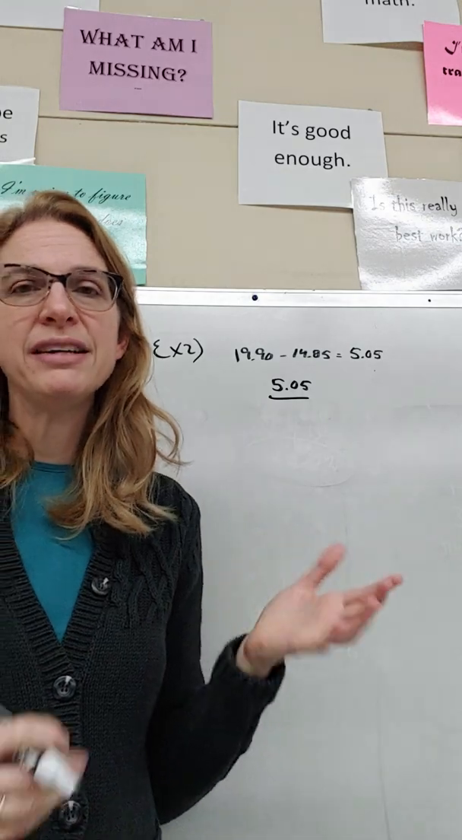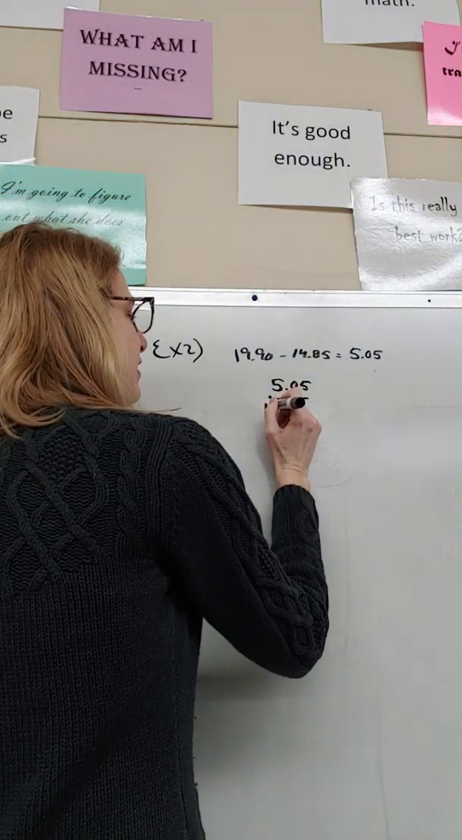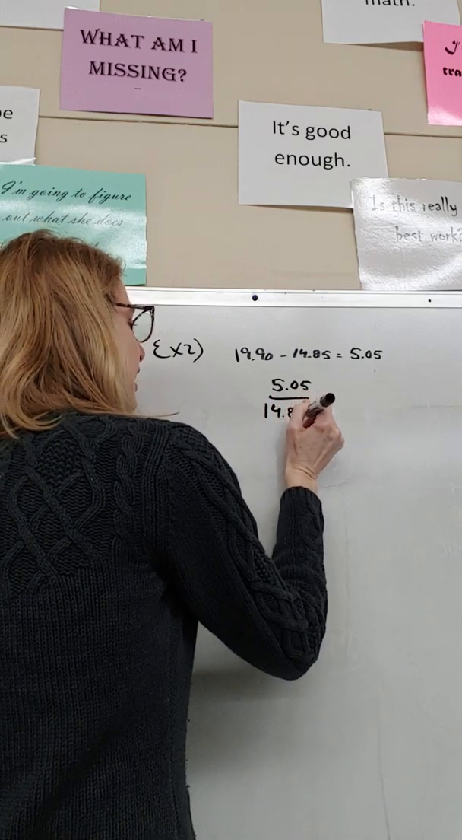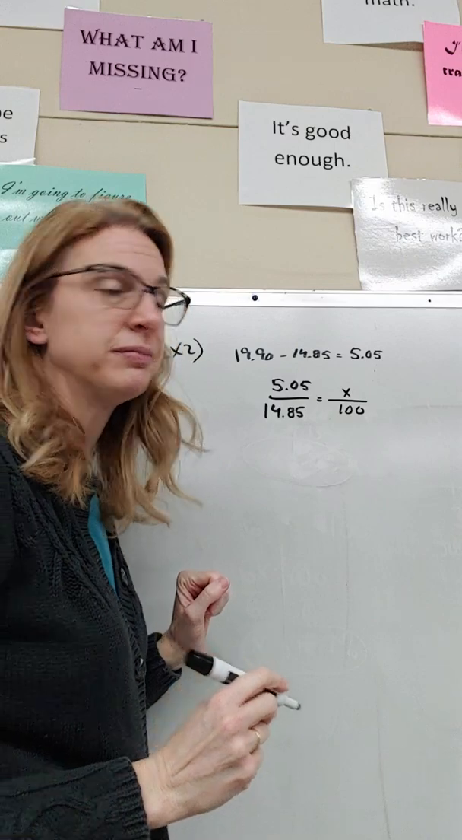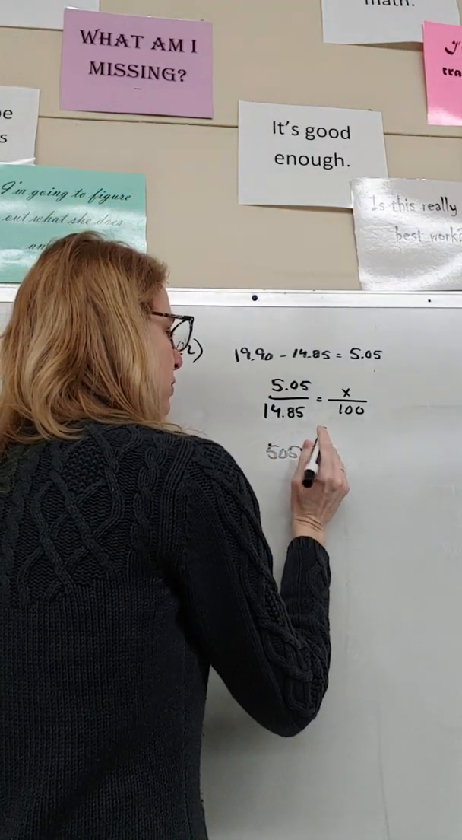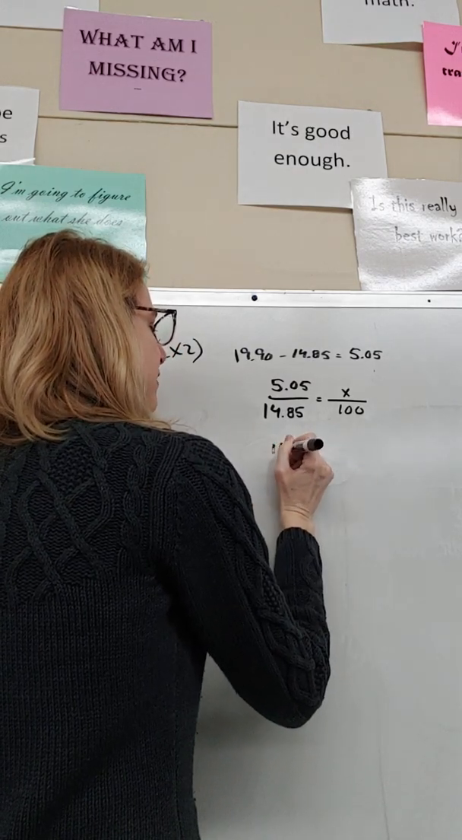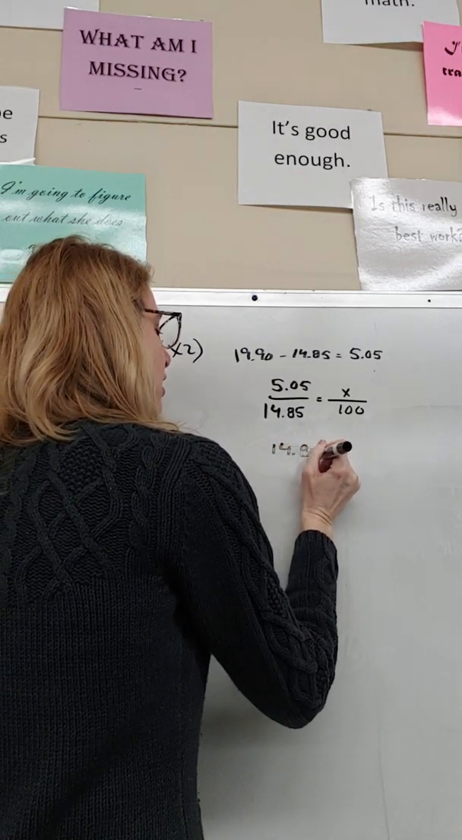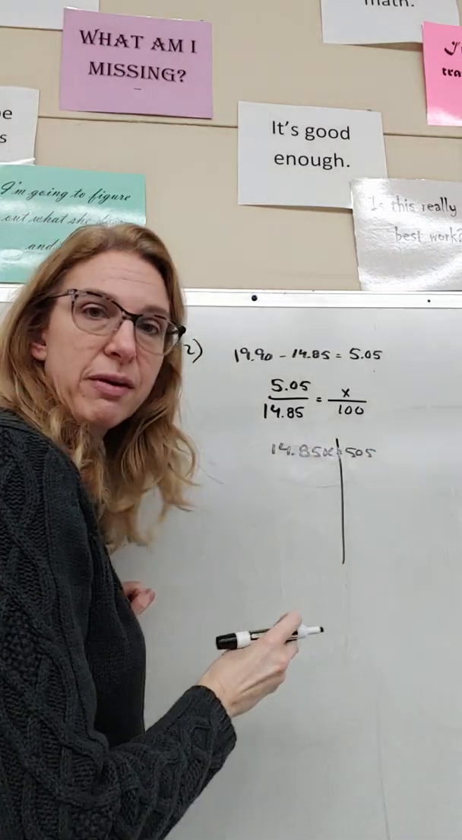Now the original amount, I said that's what comes first in the problem. So that's the $14.85 because that's what they purchased for. Okay, and then x over 100. Okay, so that's going to give me 1485x equals 505. I'm sorry, my writing's a little small there.